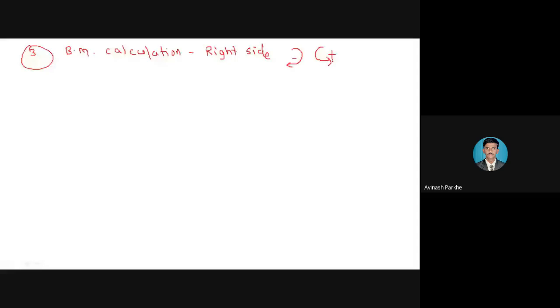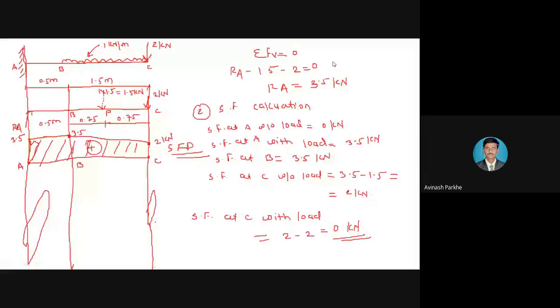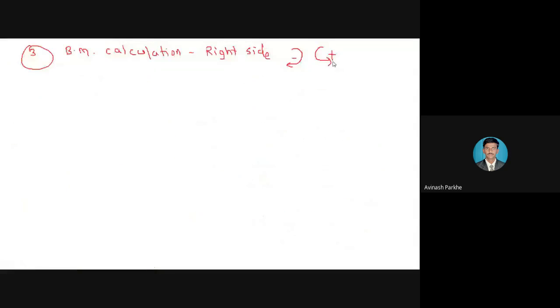The bending moment at point C. What is the bending moment at point C? 0. Bending moment at point C is equal to 0. So BM at C is equal to 0 kilonewton meter.